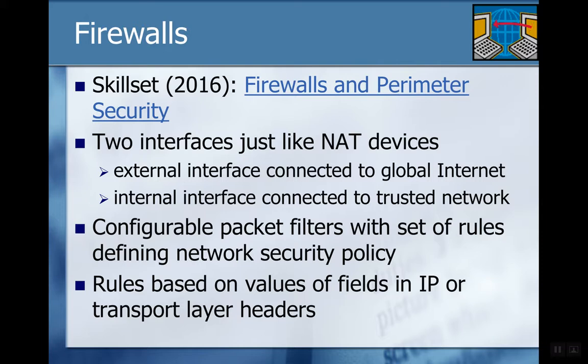Basically, firewalls are a fundamental building block technology around network security.